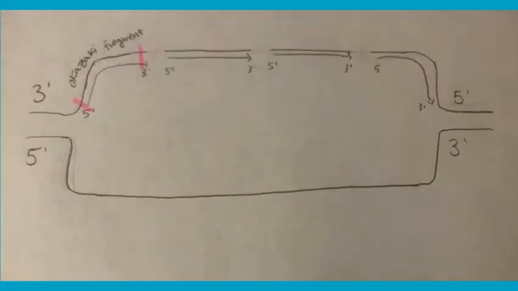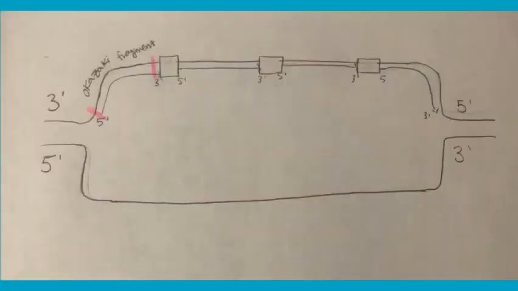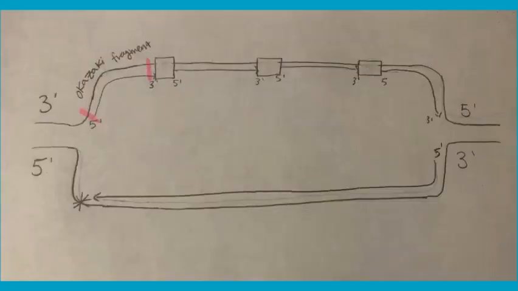Polymerase I then comes and removes the primer and replaces it with DNA. To finish up, the ligase comes in and seals the strand by repairing nicks in the DNA. By comparison, the leading strand is quite simple.